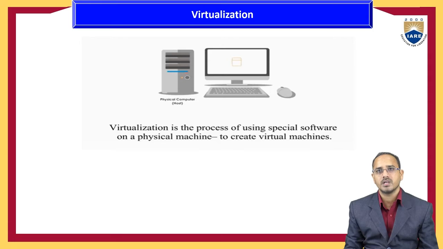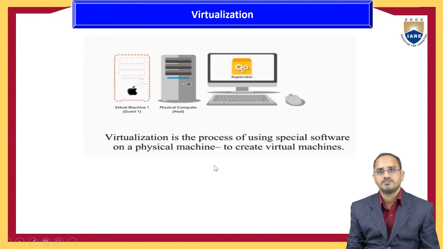With the help of virtualization, we are going to install a specialized software on the physical machine or host machine, and we are installing this special software in order to create virtual machines. So virtualization is the process of using special software on a physical machine to create virtual machines. We install a special software on this existing physical computer or host machine, and we create virtual machines out of it.